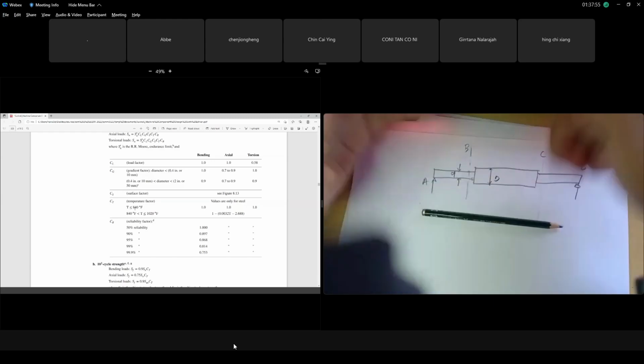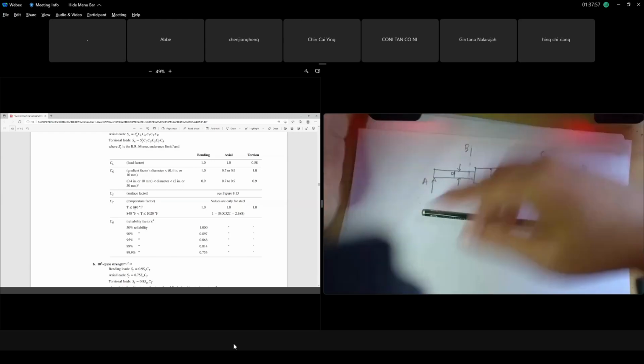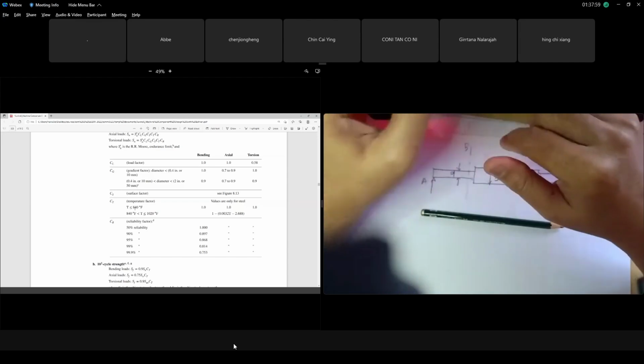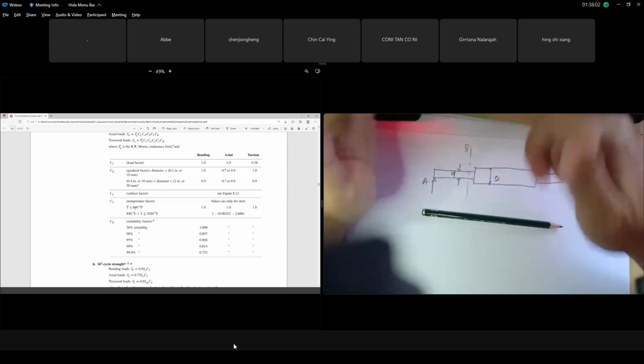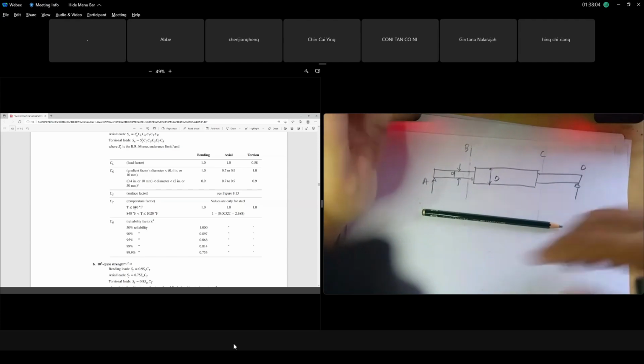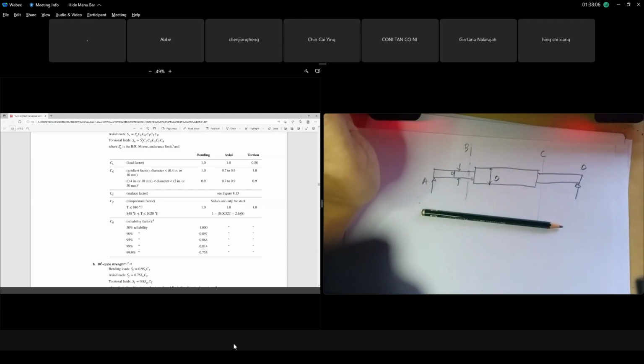So during that running, at the peak of running, what is their maximum temperature? What is their temperature when it's running? Normally, for typical power transmission, the temperature is less than 840 degrees Fahrenheit. So you can go for one value, either for bending, axial, and torsion. Clear?